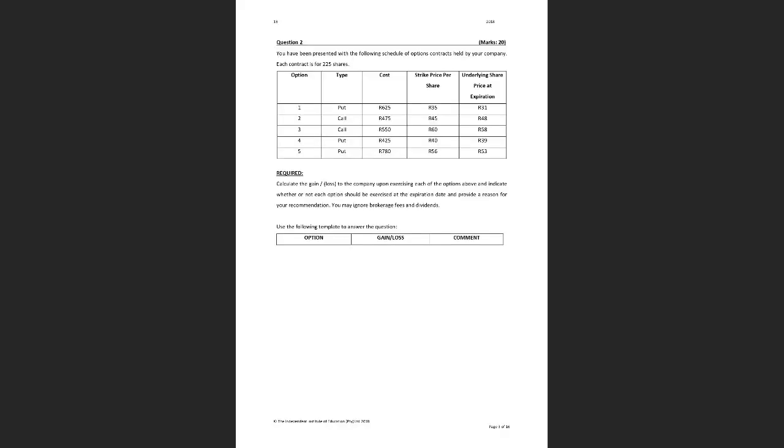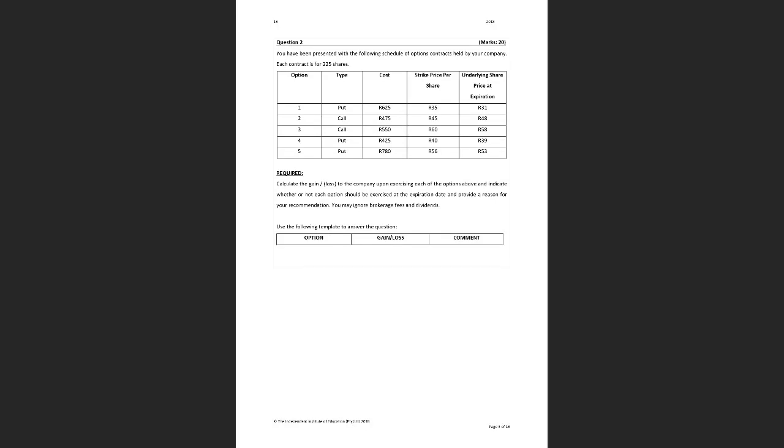Here's your question 2, and this is for 20 marks. And this is a Learning Unit 6 question. You've been presented with the following schedule of options contracts held by your company, and each contract is for 225 shares. Please take note of that info. So there are 5 different options. Some of them are puts and some of them are calls. So make 100% sure that you have got some memory jogger, that you know exactly which way round they are.